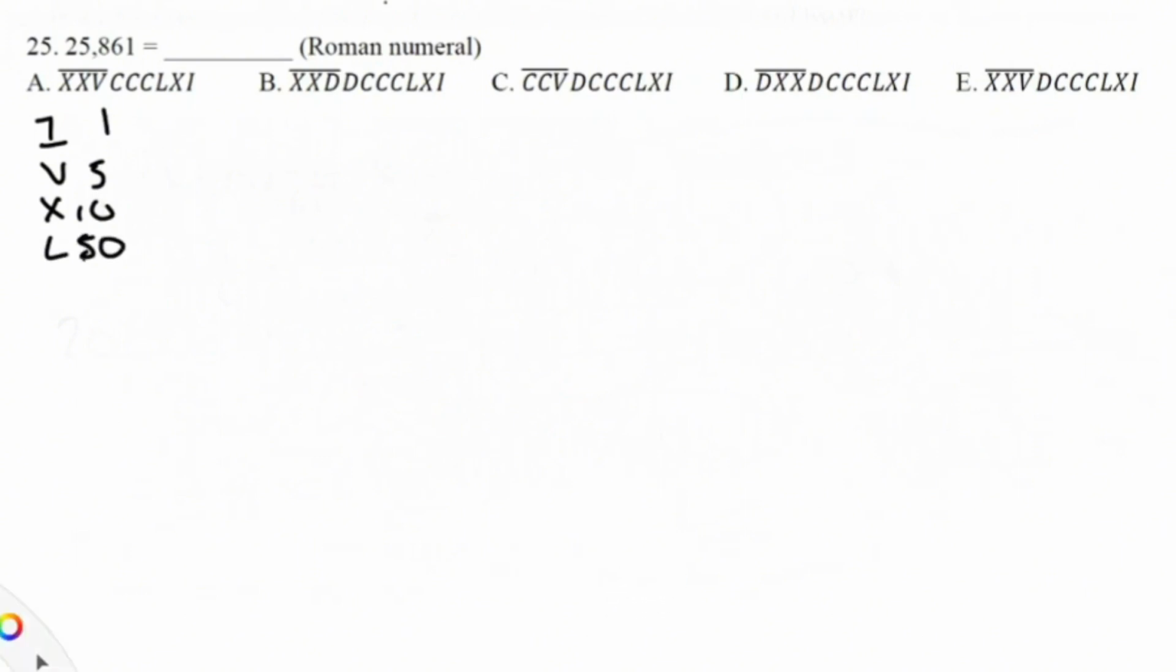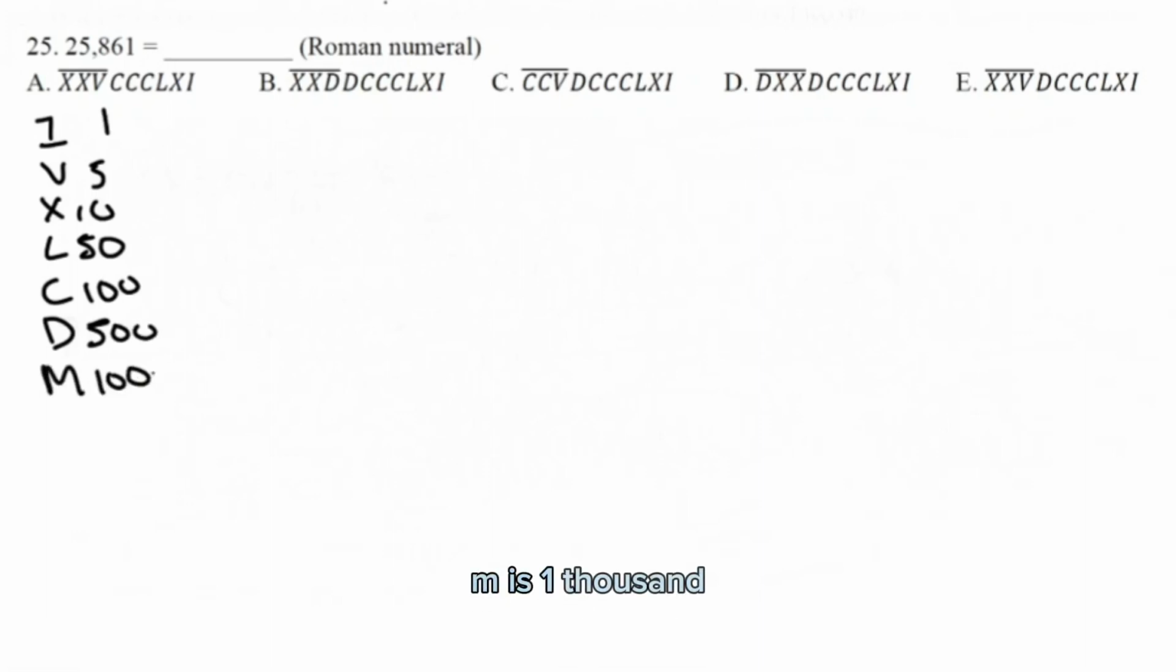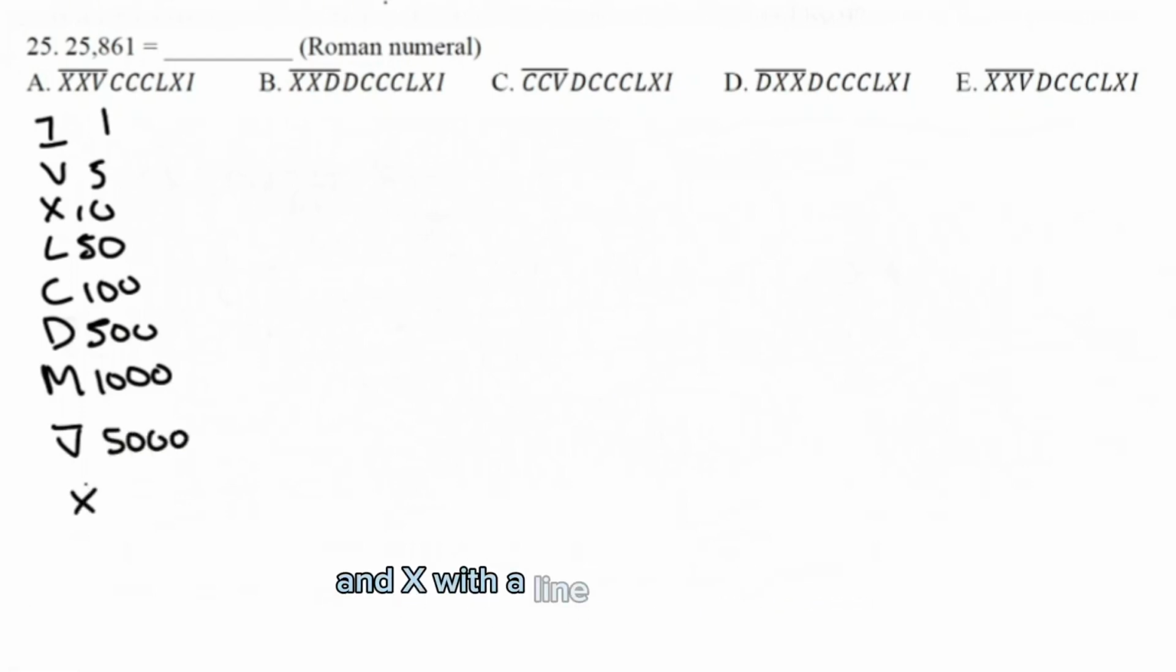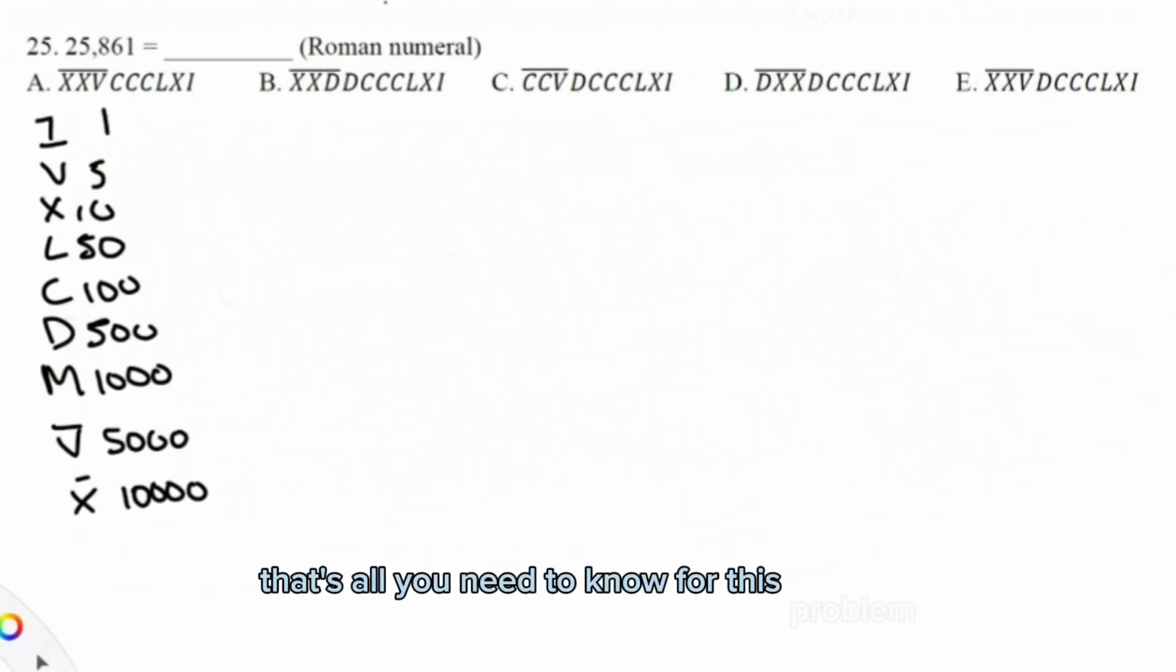So each Roman numeral: I is 1, V is 5, X is 10, L is 50, C is 100, D is 500, M is 1000, and then V with a line over it is 5,000, and X with a line over it is 10,000. That's all you need to know for this problem. However, the rule of 4s and 9s is also very important.